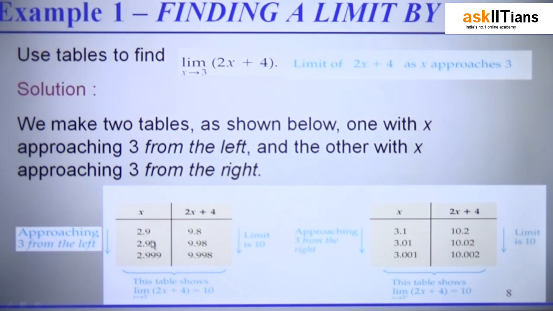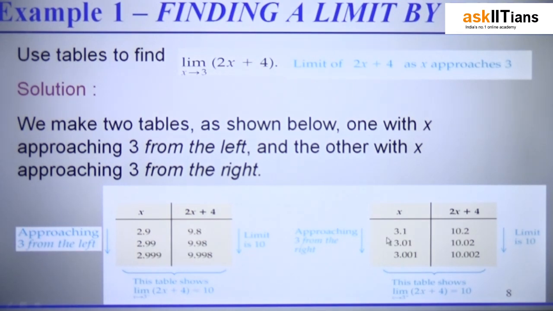For 2.99, it's going to give me 9.98. For 2.999, the value of the function comes out as 9.998. So we can see a trend that this value is approaching towards the numerical value of 10. So this table shows that if we are approaching towards 3 from the left hand side, the value that this function assumes is 10.